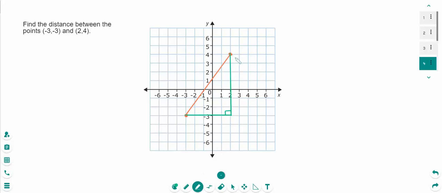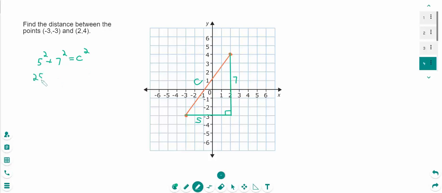So how far did it come down? 1, 2, 3, 4, 5, 6, 7 down. And then over here, it's 1, 2, 3, 4, 5 across. This is the unknown, the hypotenuse, which is the c. So we can plug these in. So a squared plus b squared equals c squared. So 5 squared plus 7 squared is going to be equal to c squared.